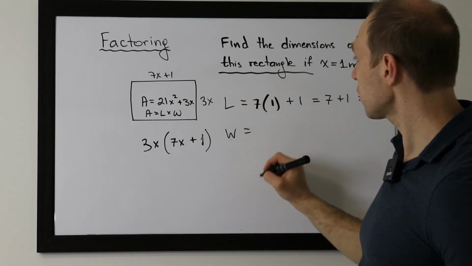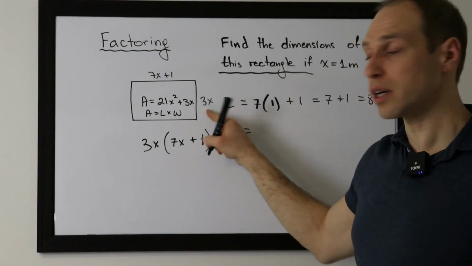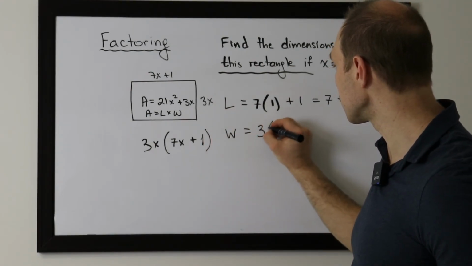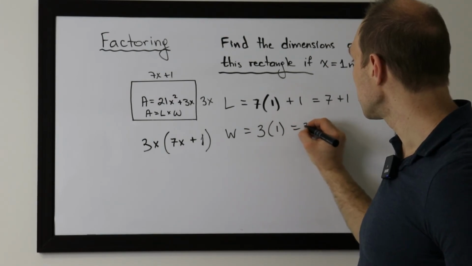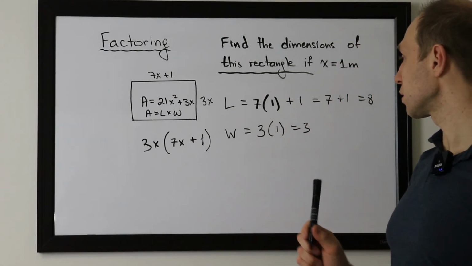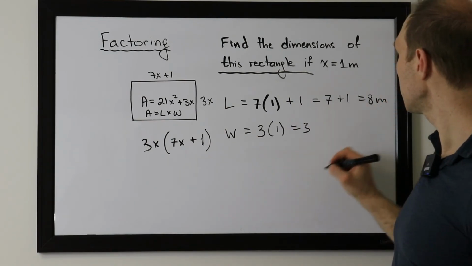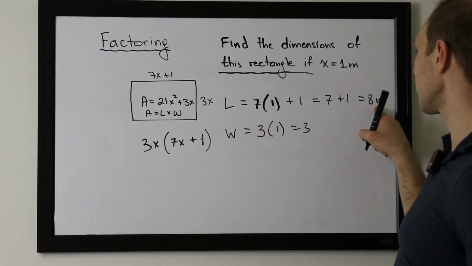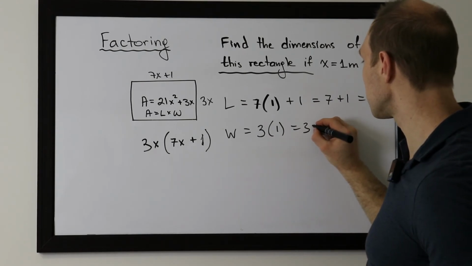For our width, it's simply 3 times x, and 3 times x is 3 times 1, and the answer is 3. Okay, so in this case our length is 8 meters, and our width is 3 meters.